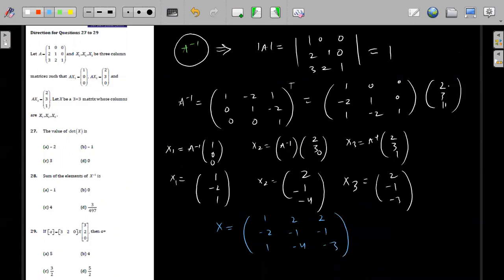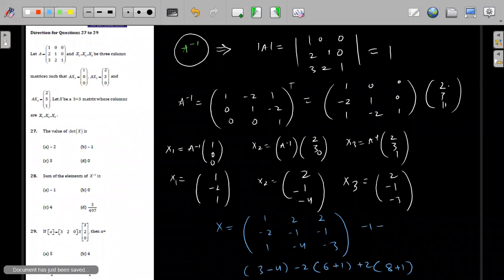Fine. So now first thing they are asking is to find the determinant of x. So this will be 1 into 3 minus 4, minus 2 into 2, 3 is 6 plus 1, plus 2 into this is 2, 4 is 8 plus 1. So this will come out to be minus 1, this will come out to be 7. 2 7s are 14, 2 9s are 18. So 18 minus 4 minus 4, so 3. 3 is the correct answer. So for 27 we are getting 3.